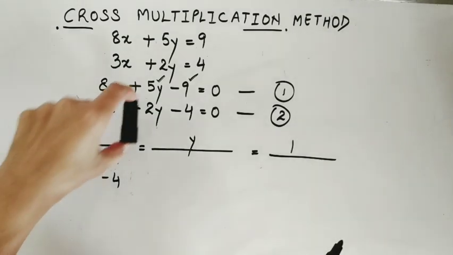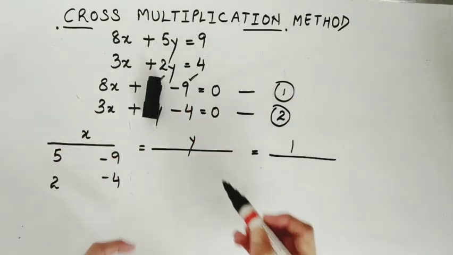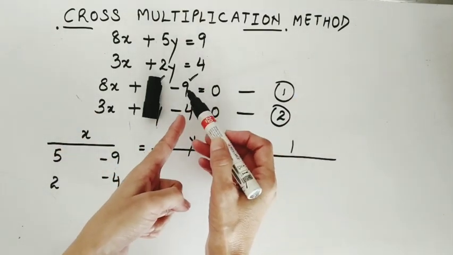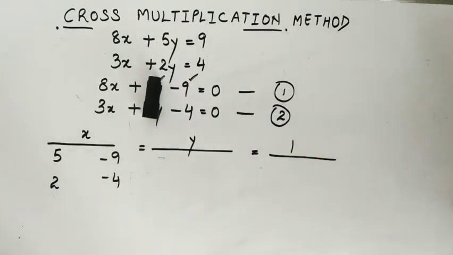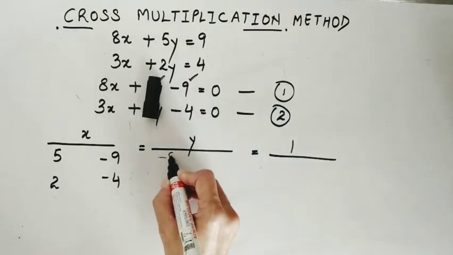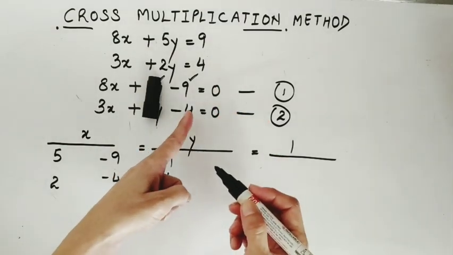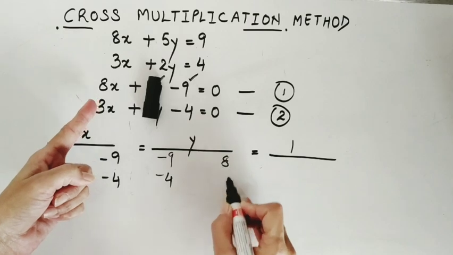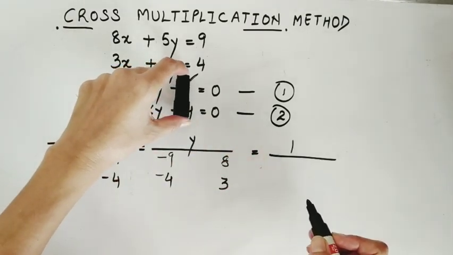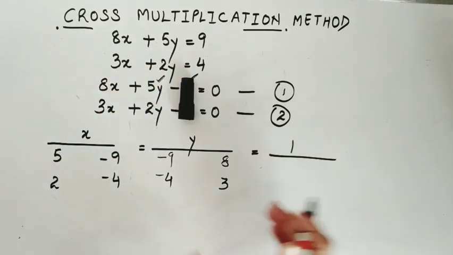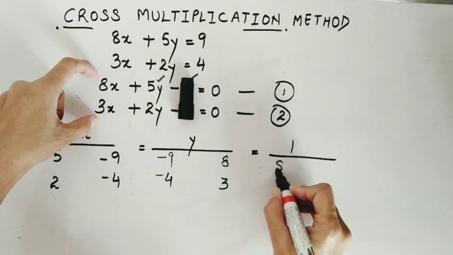Below y, hide y, right? Now hide whatever we have for y. Below y, we need to move in the same sequence. This would be minus 9, minus 4. Okay, minus 9, minus 4. Then comes 8 and 3. And finally comes the constant. So hide this constant, move in sequence, it's 8, 3.